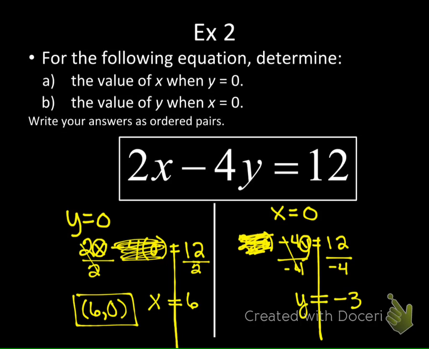So I need to set those two values as an ordered pair. So what's my x value? What's my x value? Oh, it's 0. And then what's my y value? So I write it as an ordered pair and I box it.